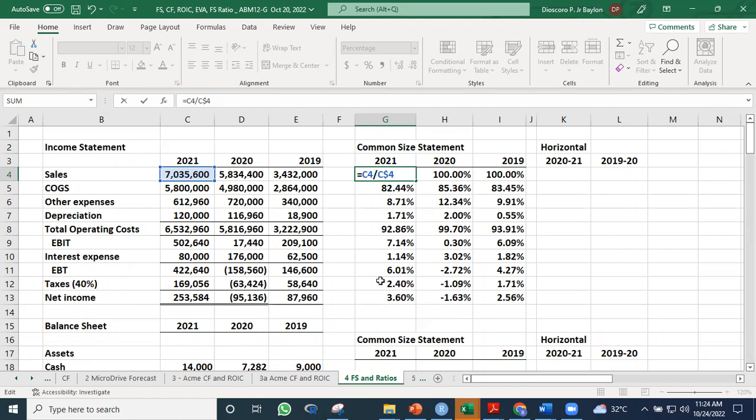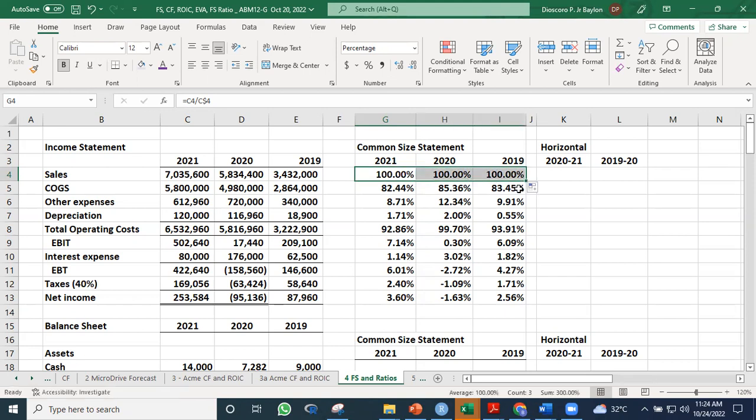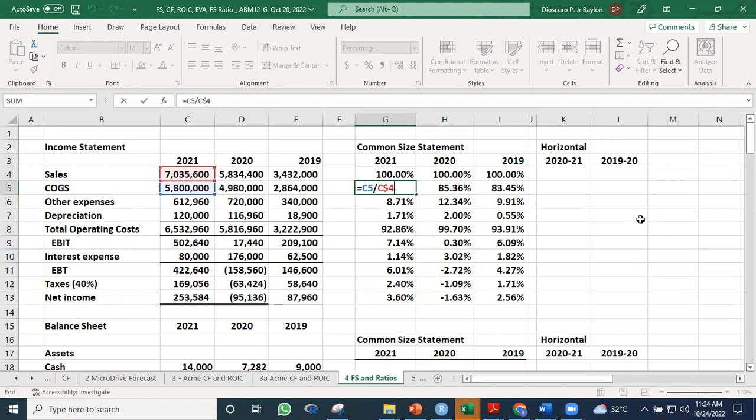So, yeah, okay. So thank you, Heinz. This is the correct answer. C4 divided by C$4. And then control enter nyo, copy below or copy to the right, and then copy down. There. So if we check the formula, this one is C5 divided by C$4. Okay, so yung cost of goods sold ng 2021 is divided by the sales of 2021.